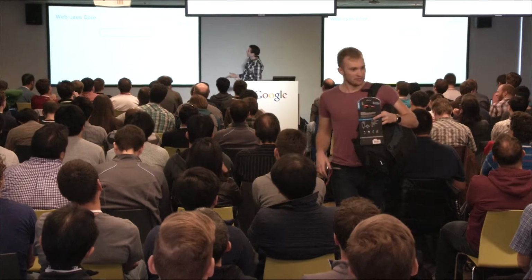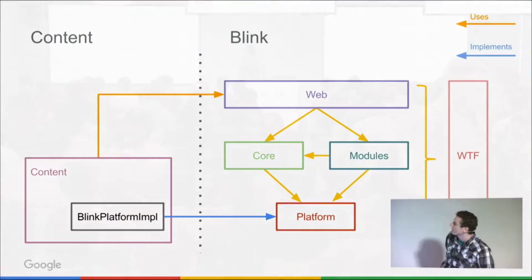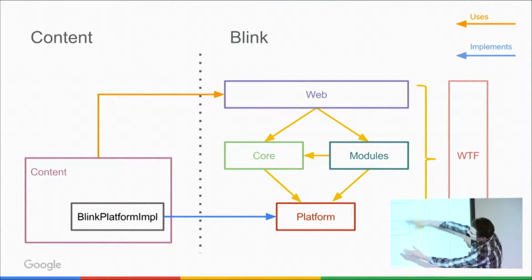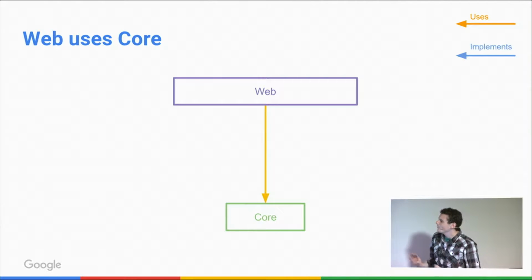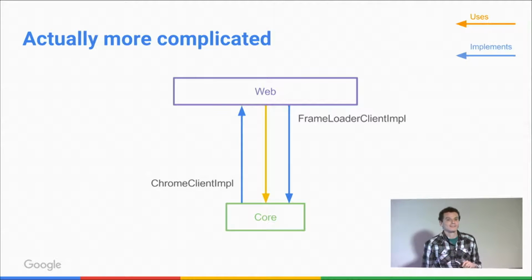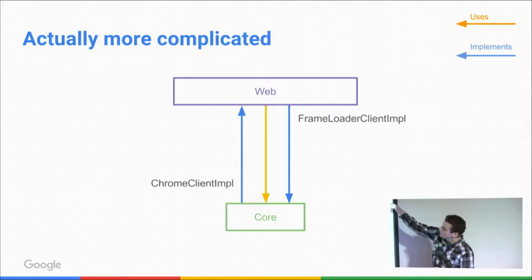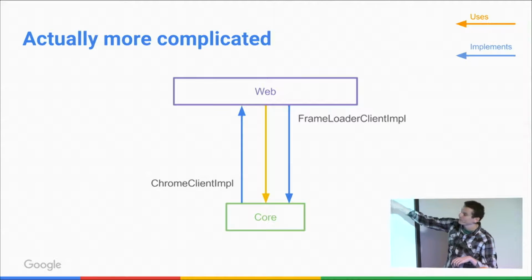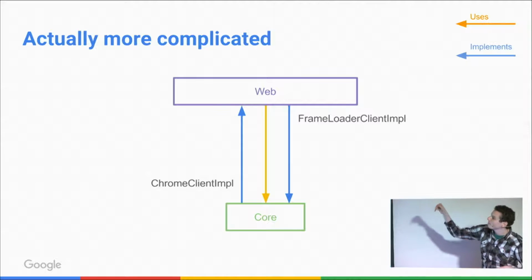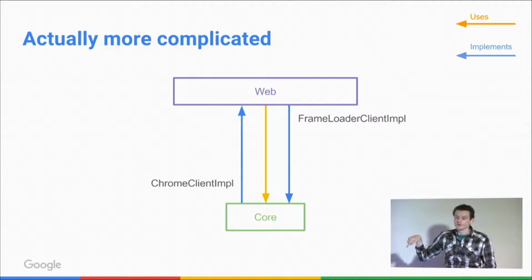So it seems really simple, right? Web uses core. If we go back to this diagram, web uses core, we have this API layer, and everything makes sense. But it turns out web doesn't really use core quite like this. It's not nearly that simple. It looks a little bit more like this. So web uses core, and core has this Chrome client impl that's implemented in web, and web implements this frame loader client that's implemented in core.